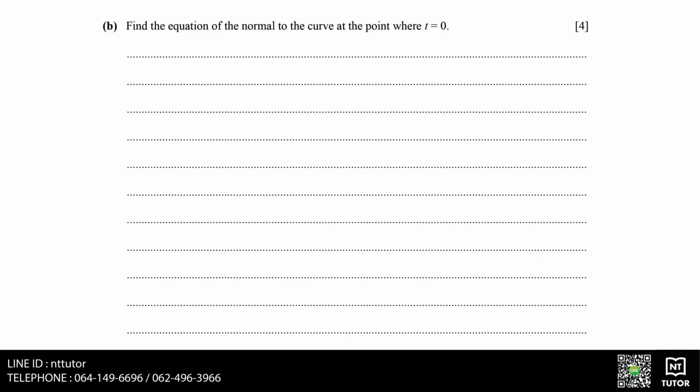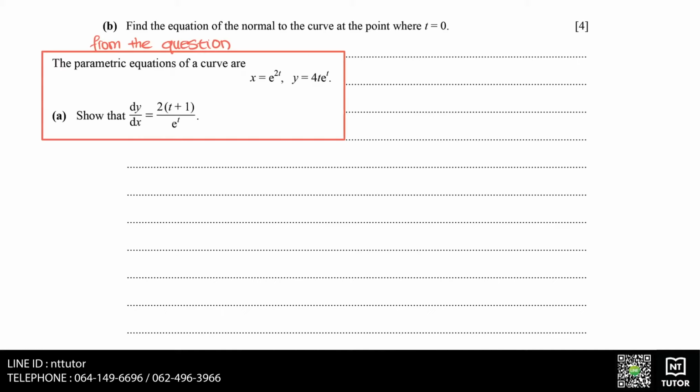B. Find the equation of the normal to the curve at the point where t equals 0. From part A of the question, we are given x in terms of t, y in terms of t, and dy over dx in terms of t. So we want the normal to the curve when t equals 0.